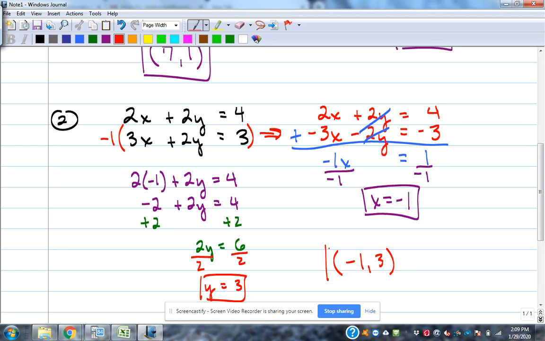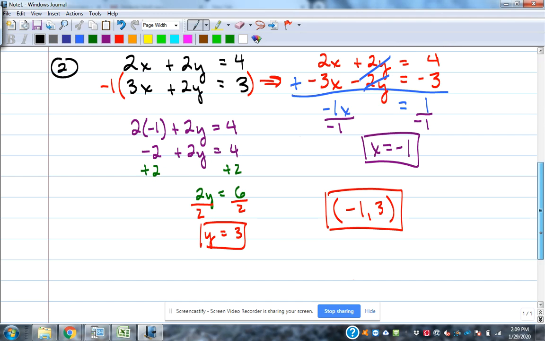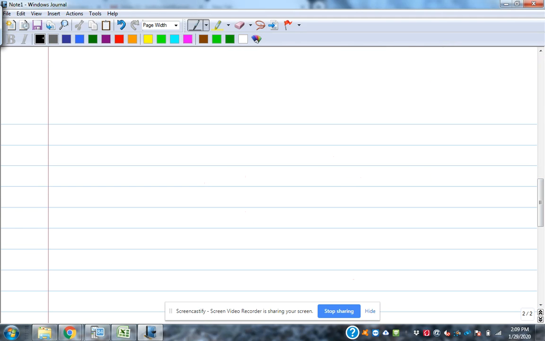Good job. All right, so we're seeing multiplying one of the equations by a number to get an opposite. In this case, it was by -1 to get that opposite to happen. Let's try another here. Let's say we had x plus 3y equals -4 and x plus 3y equals -2.